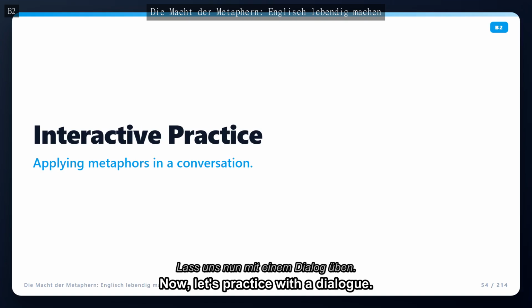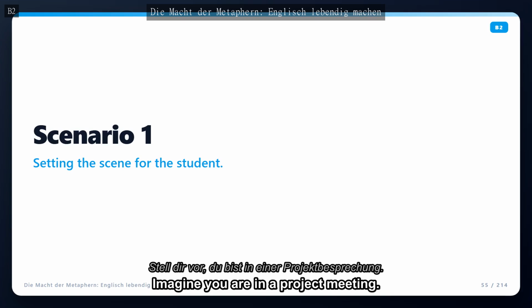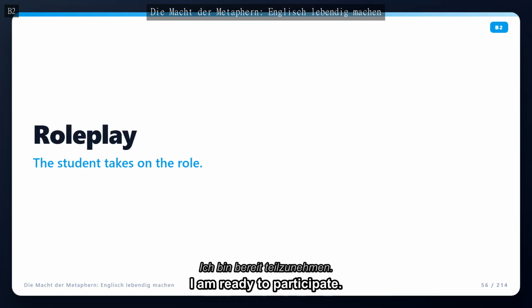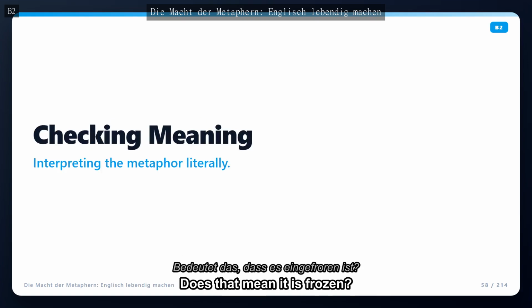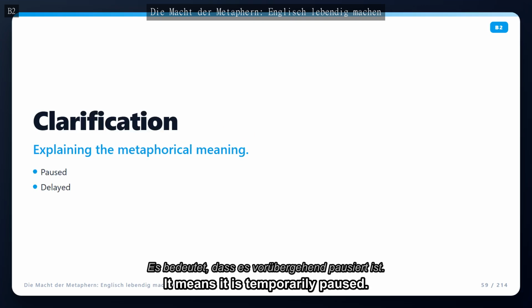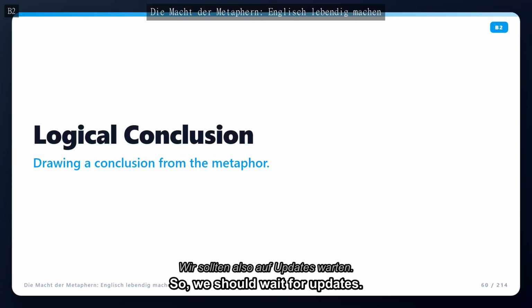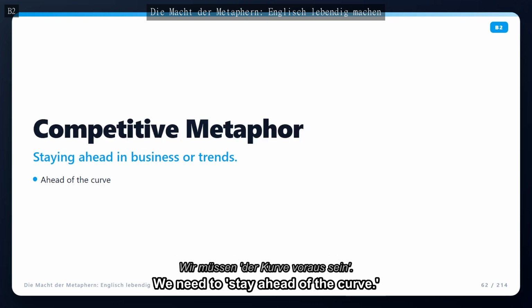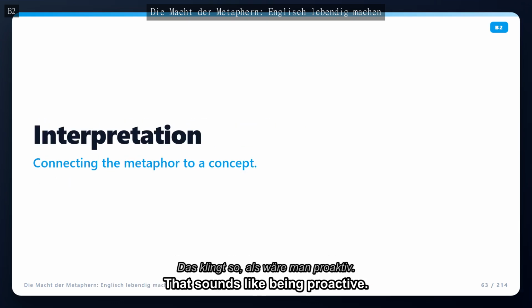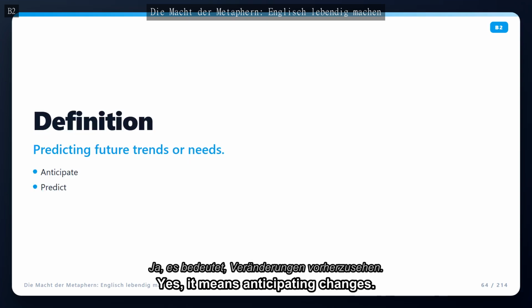Now, let's practice with a dialogue. Imagine you are in a project meeting. I am ready to participate. The project is currently on ice. Does that mean it is frozen? It means it is temporarily paused. So, we should wait for updates. Correct. Let's try another one. We need to stay ahead of the curve. That sounds like being proactive. Yes, it means anticipating changes.